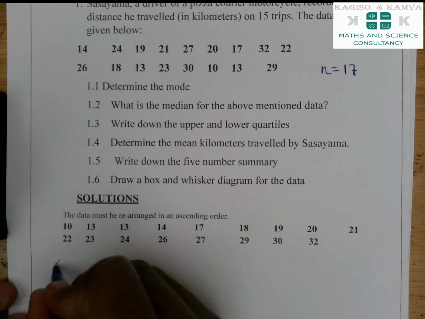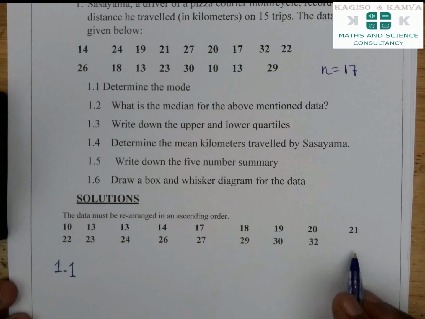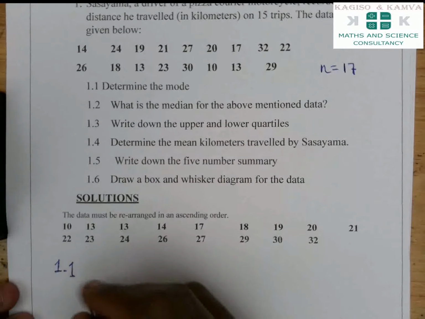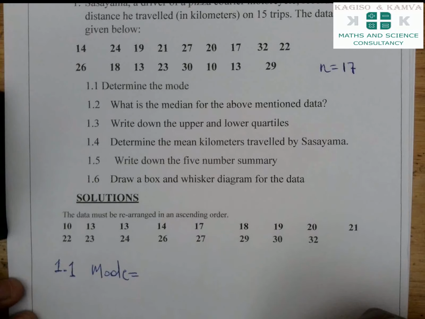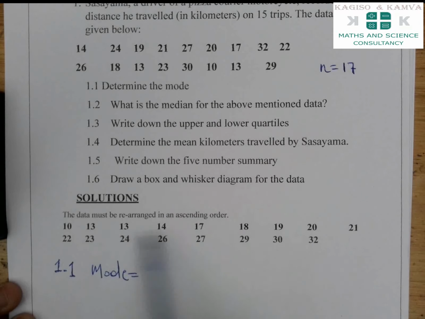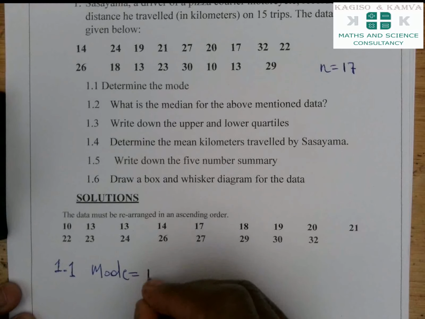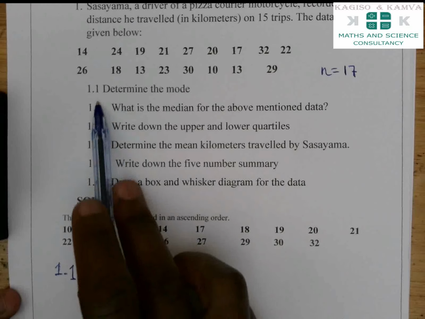Okay, so for 1.1, I have an ordered data set. Determine the mode. So what is the mode? The mode is the most common value in a data set. Which value is common in the data set? It is 13, which appears twice. So our mode here is going to be 13. That will be our answer for 1.1.